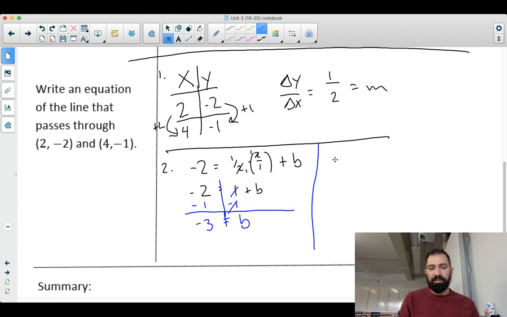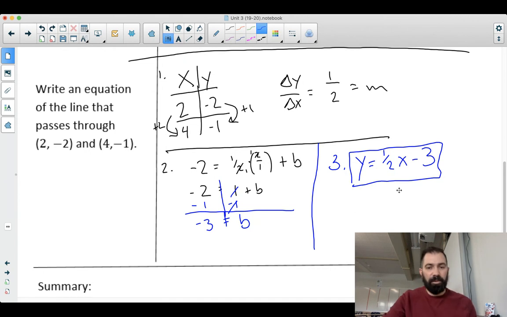And my last step that I am going to be doing is rewriting my equation. y equals 1/2 x minus 3, because b is -3. And you are all done. Non-proportional because it doesn't go through (0, 0).